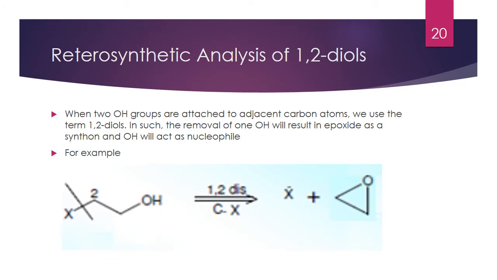So when we have 1,2 diols, two groups are attached to adjacent carbons. So this is carbon number 1 to which an OH is attached, and we have carbon number 2 to which some other group is attached. We are just imagining that both of these are OH, so these are 1,2 diols. When we have to disconnect a bond, we are considering one OH as an X, just for differentiation purposes. So the disconnection will always result in formation of an epoxide and an X negative. You just imagine that attacking an OH negative charge on the epoxide will result in formation of a diol, which will be a 1,2 diol.